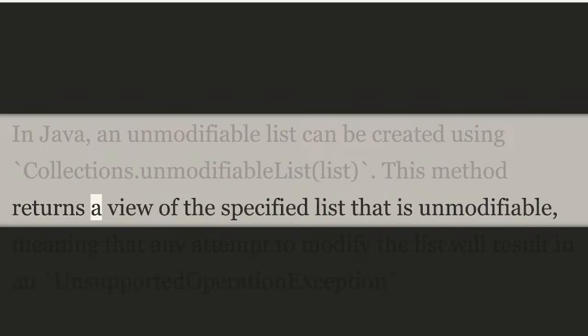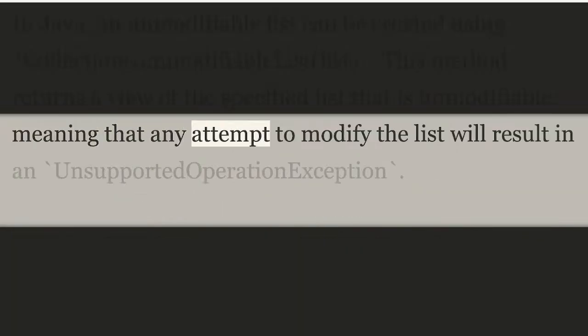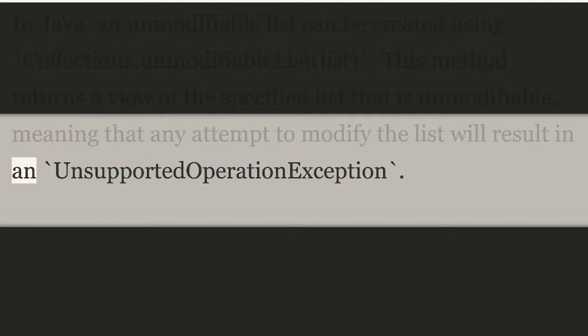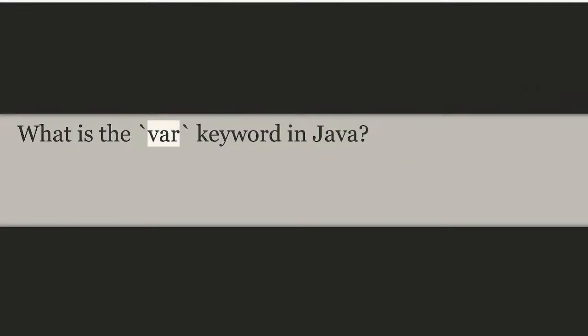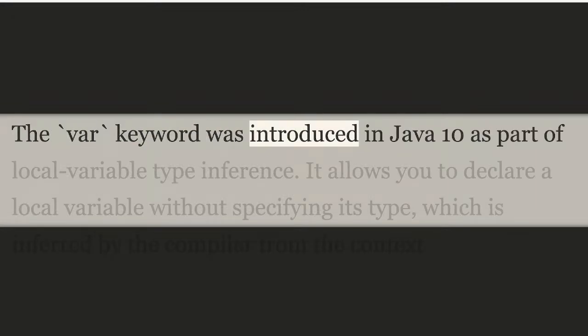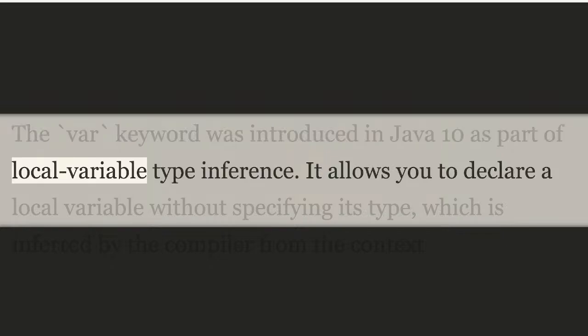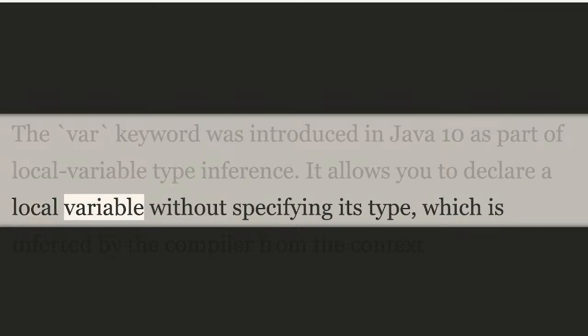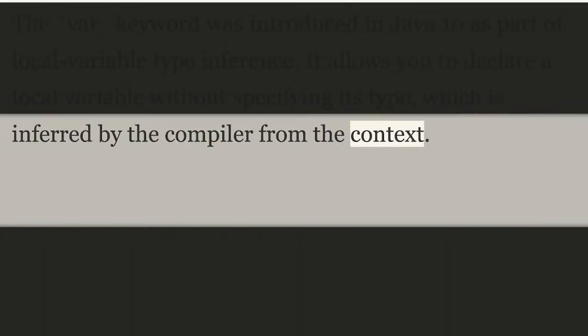This method returns a view of the specified list that is unmodifiable, meaning that any attempt to modify the list will result in an unsupported operation exception. What is the var keyword in Java? The var keyword was introduced in Java 10 as part of local variable type inference. It allows you to declare a local variable without specifying its type, which is inferred by the compiler from the context. Can you cite some methods from the Stream API?